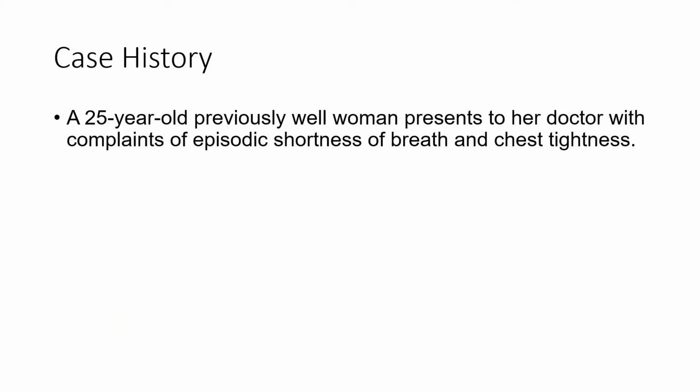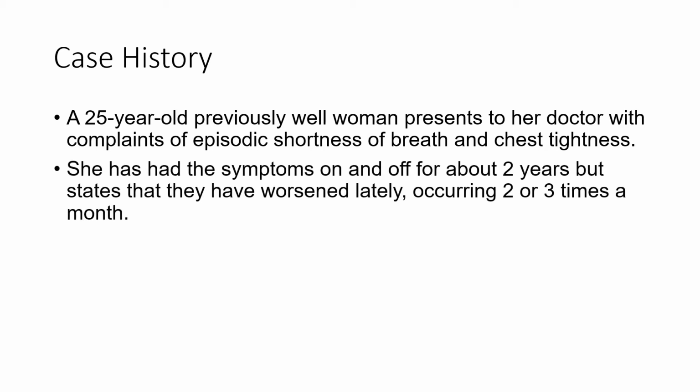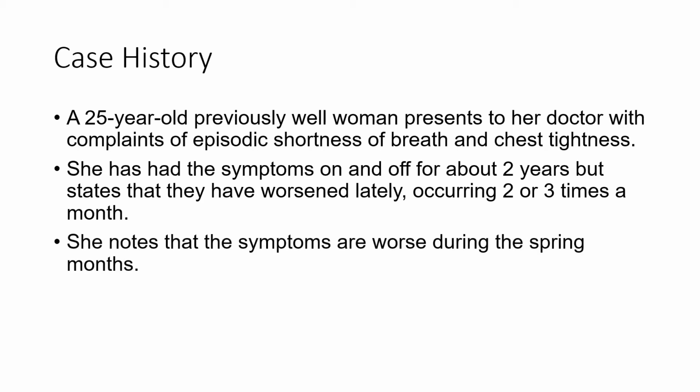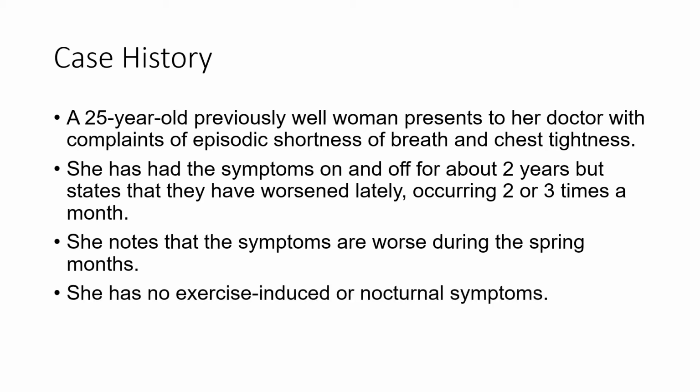So to begin, let's review over the case history. We have our patient, a 25-year-old, previously well woman who presents to her doctor with complaints of episodic shortness of breath and chest tightness. She has had the symptoms on and off for about 2 years, but states that they have worsened lately, occurring 2 or 3 times a month. She notes that the symptoms are worse during the spring months, and she has no exercise-induced or nocturnal symptoms.